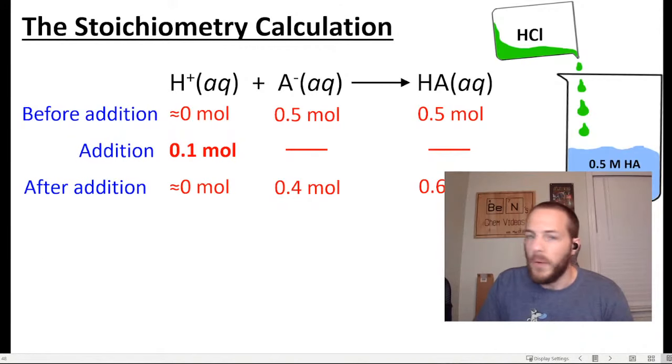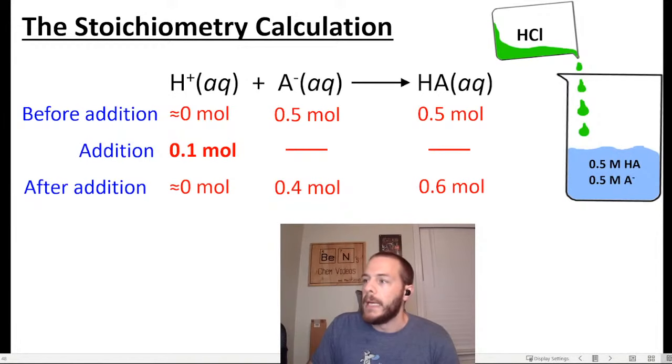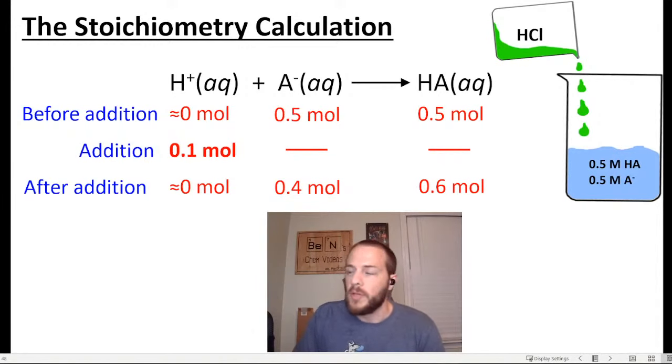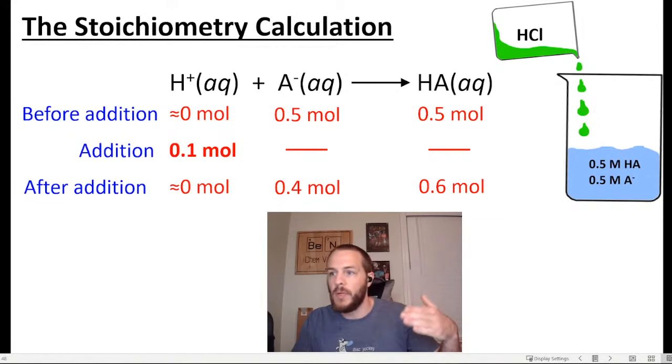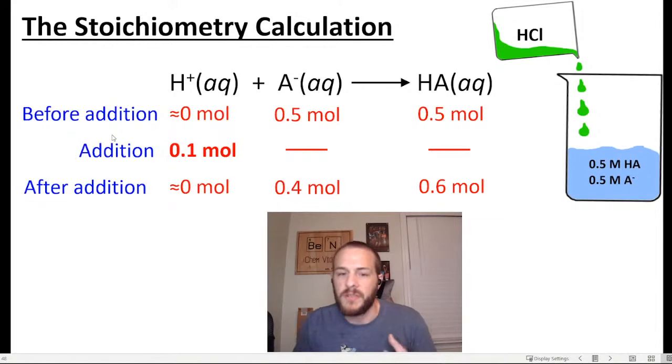The example that we went over last week was this sort of example here, where you've got a buffer solution where you have 0.5 molar weak acid and conjugate base, and you add 0.1 mole of acid to it. This would represent the stoichiometry calculation. So you set up your table like this. It sort of looks like an ICE table, but it's not an ICE table. It's just a table that tracks the progress of your neutralization reaction.